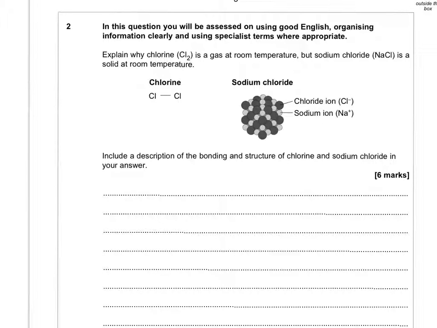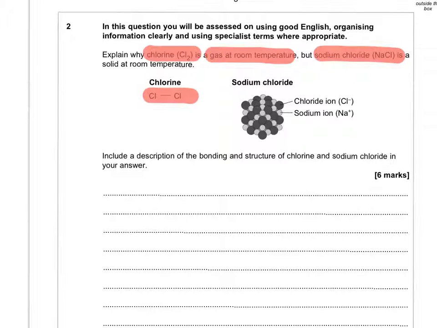Right, and so we come to the sixth marker, which I think we've looked at before. So this one, we're looking at chlorine. Cl2 is a gas at room temperature, but sodium chloride is a solid at room temperature. And it even gives us a nice little diagram.